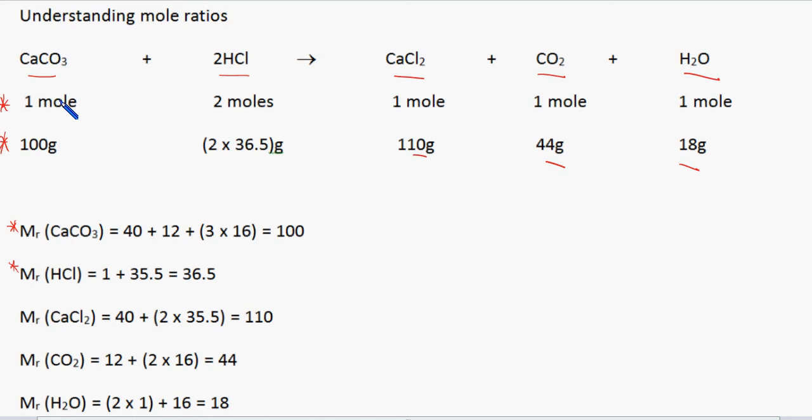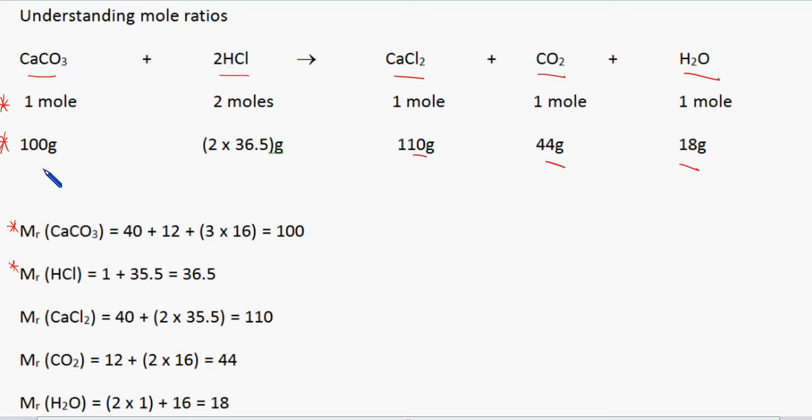So in terms of moles, we can say that 1 mole of calcium carbonate reacts with 2 moles of hydrochloric acid to produce 1 mole of calcium chloride, 1 mole of carbon dioxide, and 1 mole of water. We could also say that 1 mole of calcium carbonate produces 1 mole of calcium chloride, or 1 mole of calcium carbonate produces 1 mole of carbon dioxide. So all of that information can be found directly from your equation.